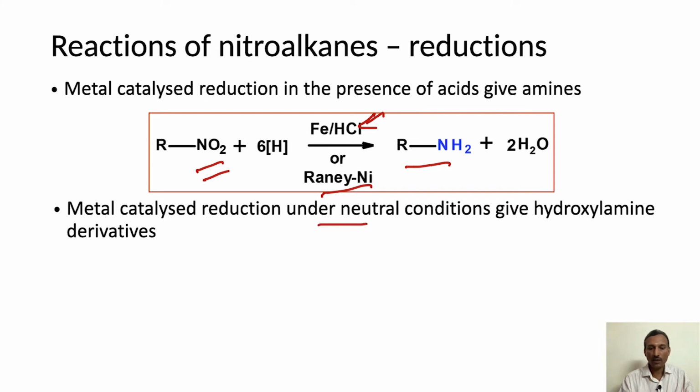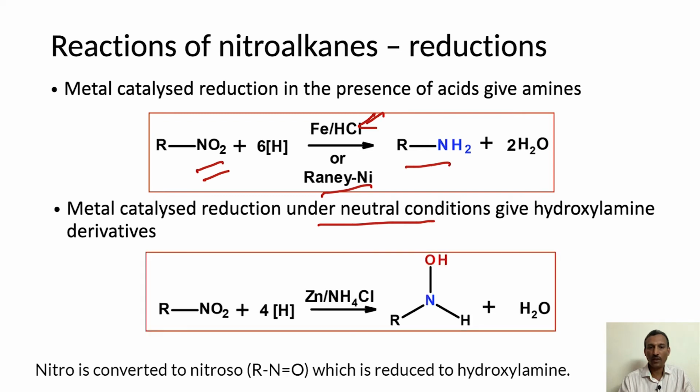But if we do the same reaction under neutral conditions instead of an acid, we end up with basically the hydroxylamine derivative. This is the R group which is attached to the hydroxylamine. Hydroxylamine is NH2OH. So one of the hydrogens is replaced by an alkyl group. So this is the hydroxylamine derivative, and this reaction is carried out under neutral conditions. So here instead of HCl we are using ammonium chloride, and again this is a metal catalyzed reaction. Zinc is used in this particular reaction. So in the presence of zinc and ammonium chloride, in the presence of hydrogen also, the nitro compound is converted to hydroxylamine derivatives.